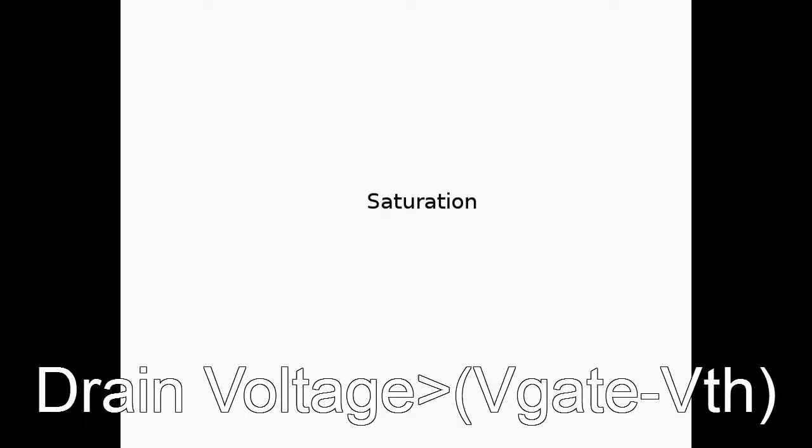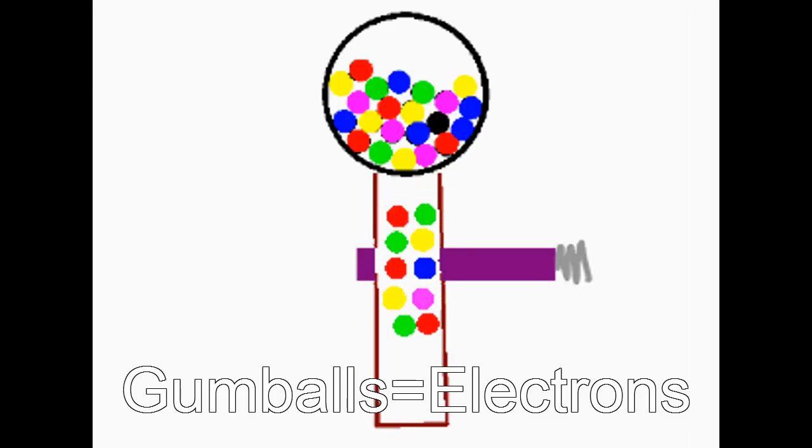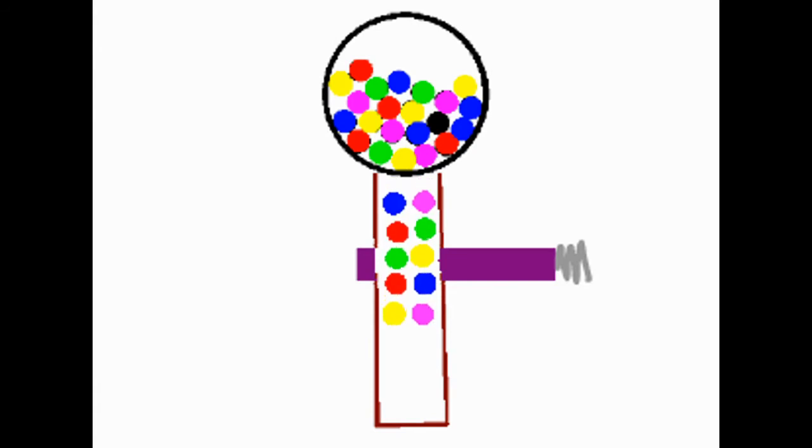Saturation mode. In saturation mode, gate voltage is greater than threshold voltage, and the drain voltage is greater than the gate voltage minus the threshold voltage. As such, there is a large number of gumballs at the top of the dispenser, but only so many can fit through the tube at once. Due to physical properties, you see, the tube is of a fixed size. Thus, it is said to be saturated with gumballs. Similarly, the MOSFET is saturated with electrons, and no more can squeeze through.